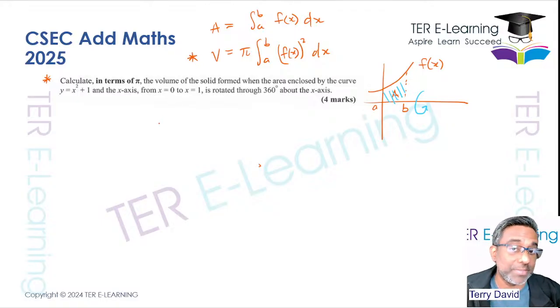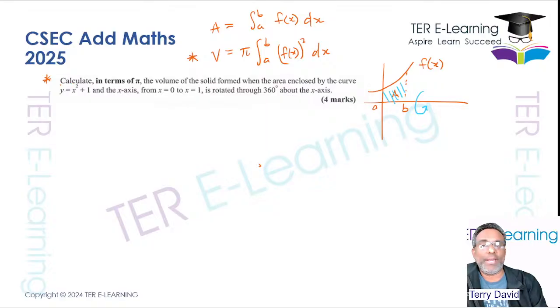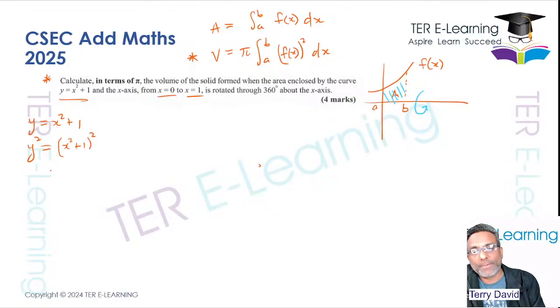Some students might make a mistake when using a formula like that. So if we have to do a question like this, this is the equation of the curve, these are your limits, 0 and 1, and you want to work out the volume. The first thing I would do, with y equal to x squared plus 1, is make sure I know what y squared is. So we're going to square x squared plus 1, and that is going to be x to the power 4 plus 2x squared plus 1.